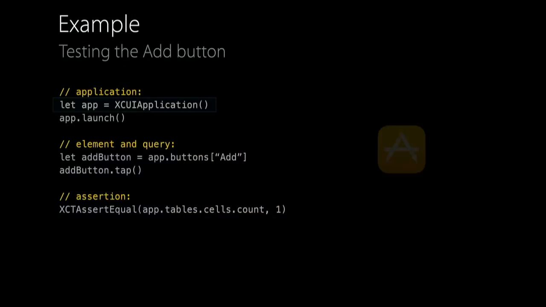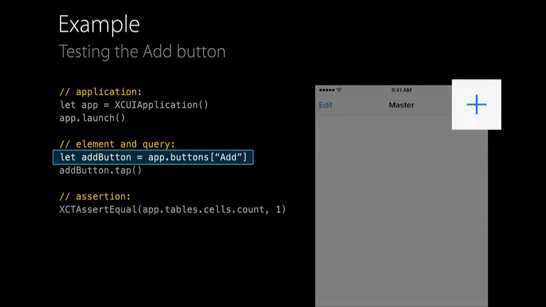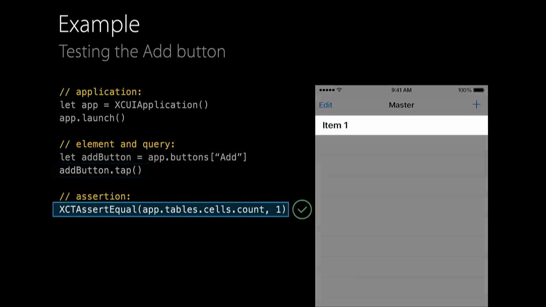So line by line, going through here, first I'm instantiating my application object. And this is a proxy for my application. Then I launch it, and that brings it up for me. And then I use element and query to find the add button, and then I synthesize the event that taps on it. And finally, I add in an assertion, just like Brooke did, to make sure that the UI had the expected state at the end of the test.